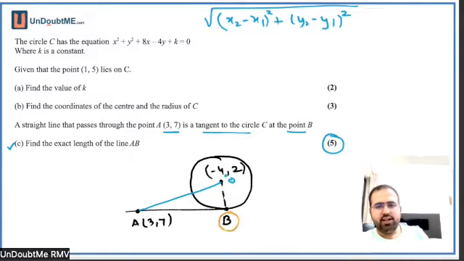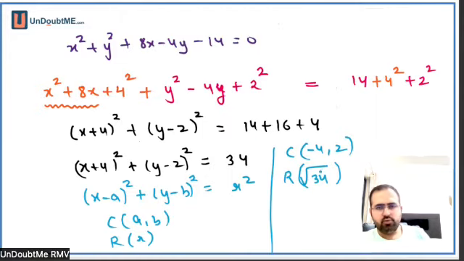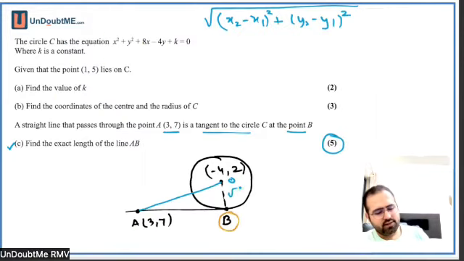I already have the value of radius. Radius is what? It is better to use square root of 34, because anyways that will be squared again. And this tangent at a point of contact is perpendicular to the line joining the center.